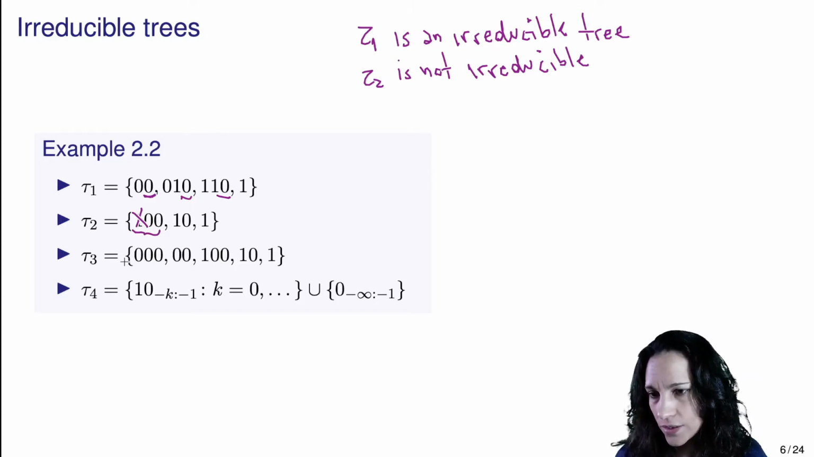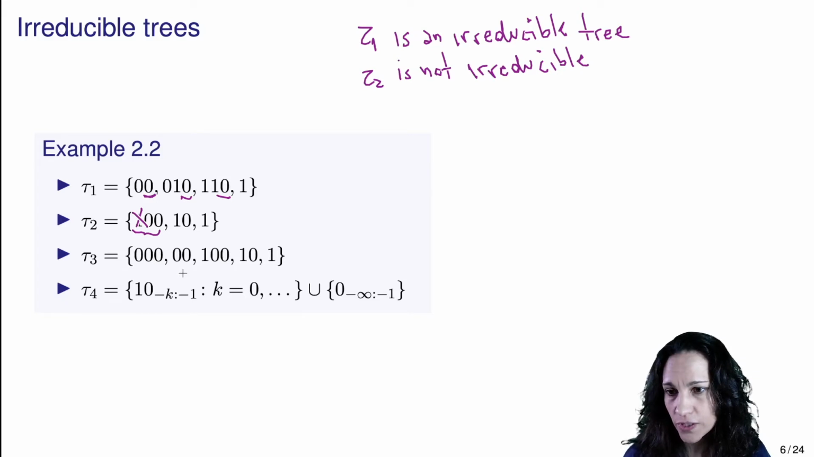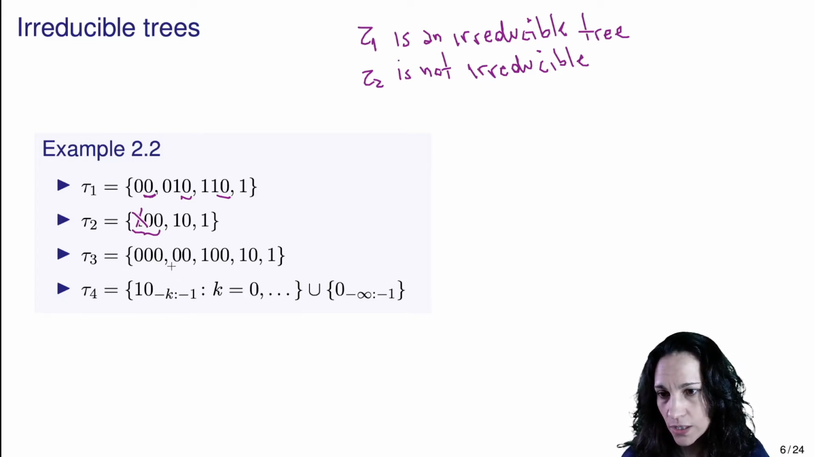Here, in the case of tau3, we see that it does not satisfy the suffix property because here 00 is a suffix of 000. So tau3 is not a tree.